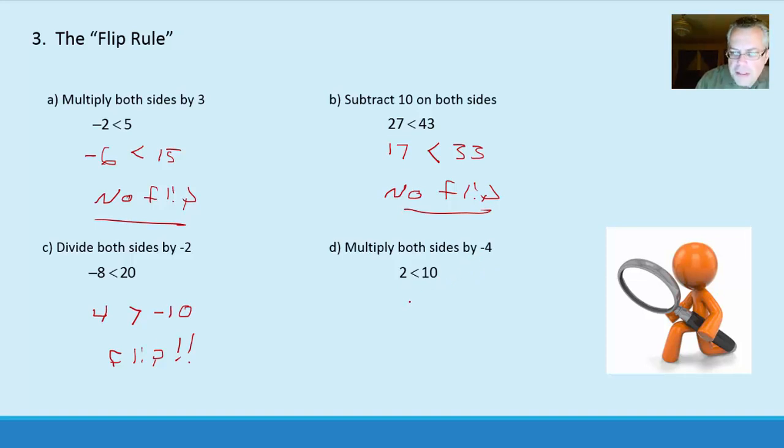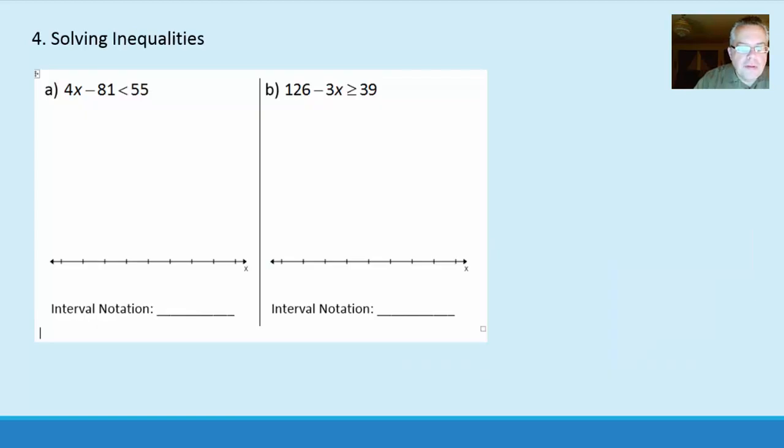We're going to multiply both sides by negative 4. So I get negative 8 on the left, negative 40 on the right, and negative 8 is greater than negative 40. Negative 40 is more negative than negative 8. So again, we had to flip. In order to keep this true, we had to flip the inequality. Okay, so the rule is when you're solving an inequality, if you multiply or divide by a negative, you have to flip the inequality. So we're going to apply this to 4 quick examples, and then I'll have your journal assignment.